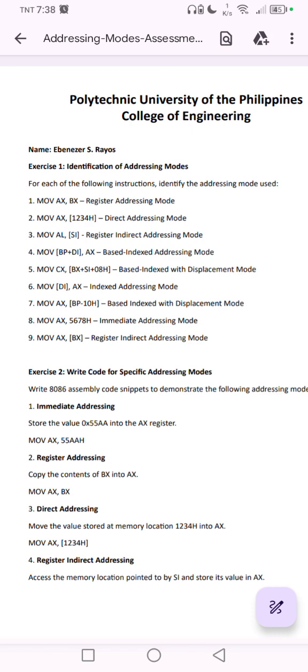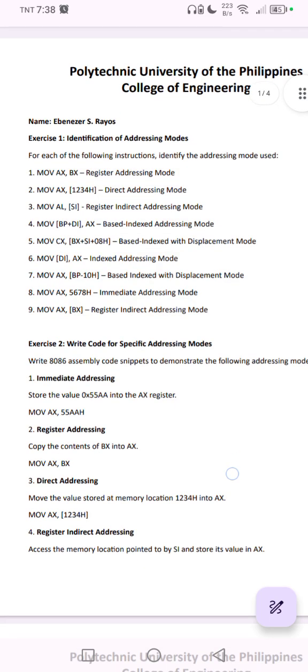2 is the direct addressing mode. This instruction specifies a fixed memory address, 1234H. The CPU fetches the value stored in the address and moves it into AX. This mode is straightforward but lacks flexibility since the address is hard-coded.